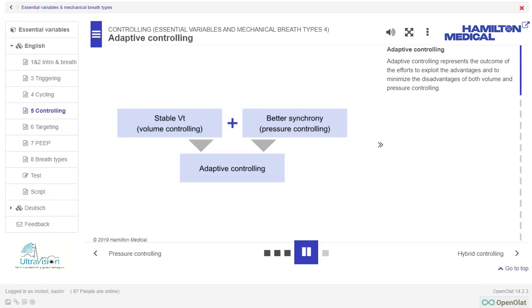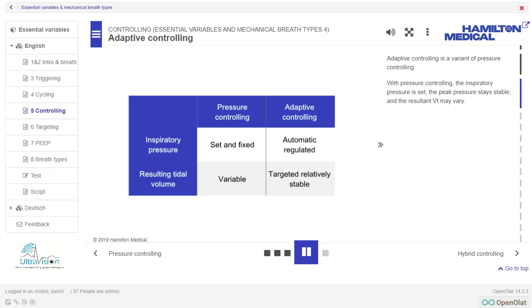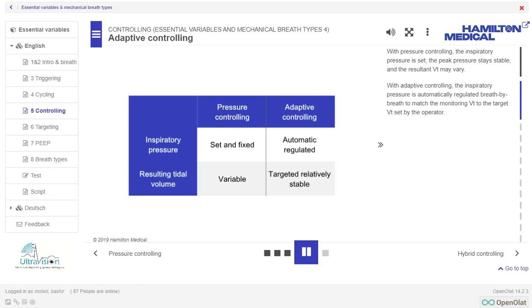Adaptive controlling. Adaptive controlling represents the outcome of the efforts to exploit the advantages and to minimize the disadvantages of both volume and pressure controlling. Adaptive controlling is a variant of pressure controlling. With pressure controlling, the inspiratory pressure is set, the peak pressure stays stable, and the resultant VT may vary. With adaptive controlling, the inspiratory pressure is automatically regulated breath by breath to match the monitored VT to the target VT set by the operator.